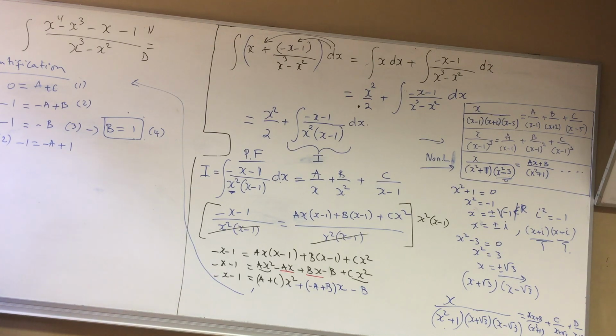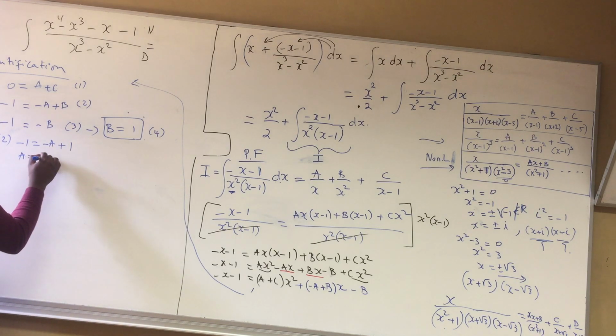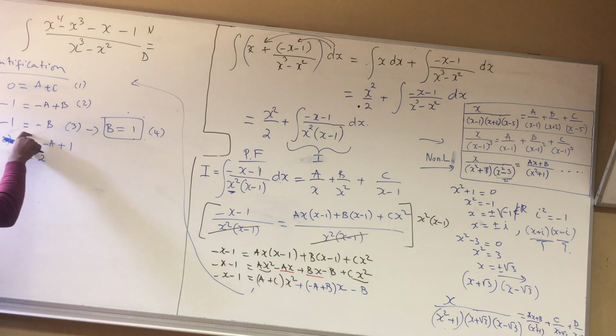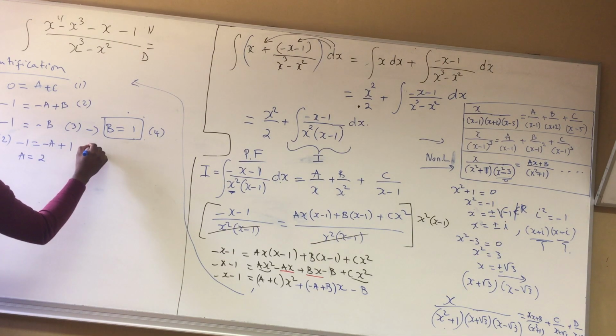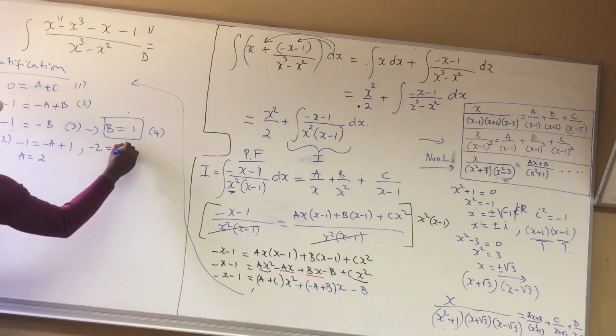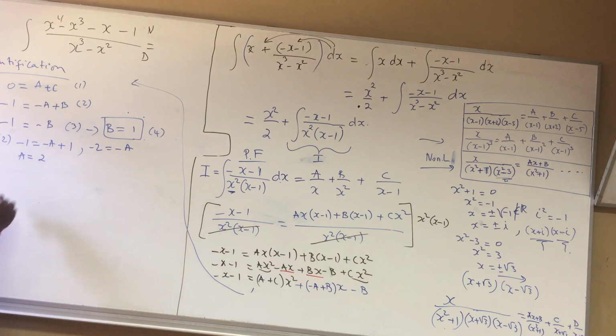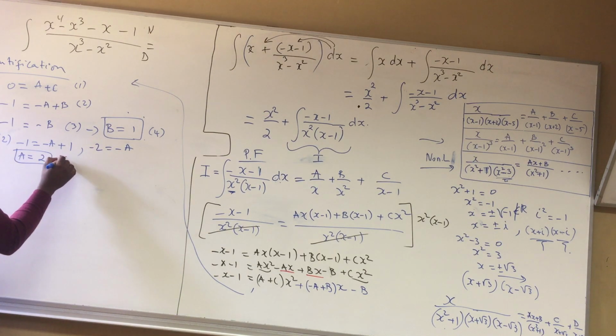And then what do I do? I must solve for a. A will be equal to what? I'll take this 1, come this side, and it gives minus 2. So it's going to be minus 2 equal to minus a. So a will be equal to 2. This I call 5.